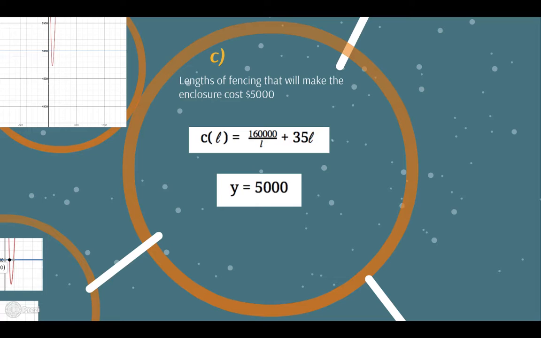Part C of problem 2 asks what lengths of fencing will be needed to make the enclosure cost $5,000. So in order to do this, we had to graph. So the first equation that was used was the original function, which was C of L equals 160,000 over L plus 35L. And we also had to make an additional equation to account for the wanted enclosure cost of $5,000, and that equation was just y equals 5,000.